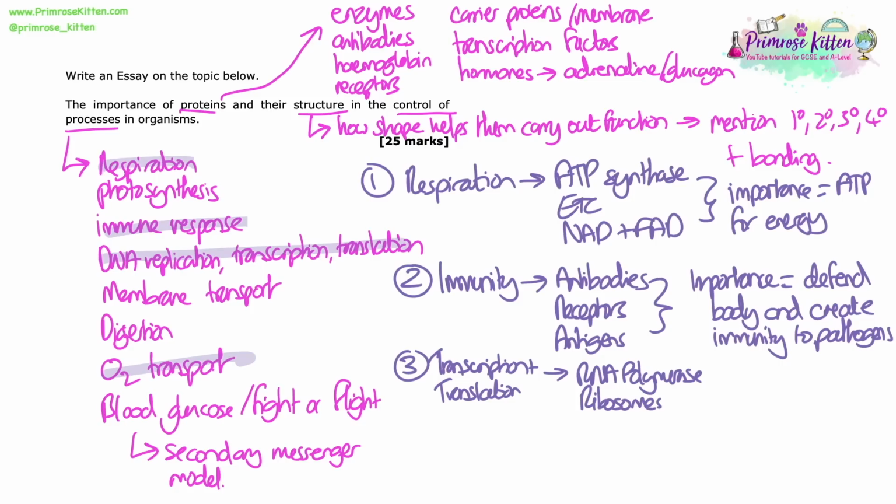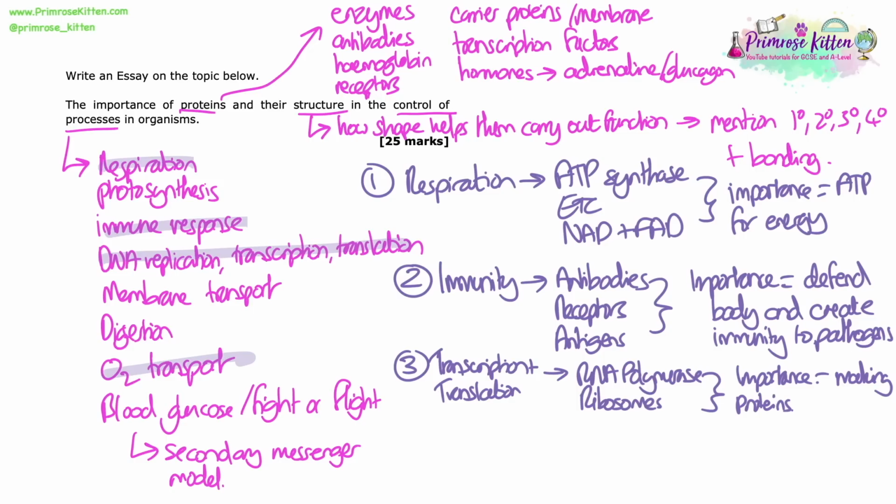Okay, so I've got first topic respiration, then I'm going to list the proteins that I'm going to talk about: ATP synthase, the electron transport chain, NAD and FAD, because I'm going to go through the process of making ATP, and they're all the proteins I want to talk about. The importance of respiration is obviously the production of ATP for energy for living processes. Nice and easy.